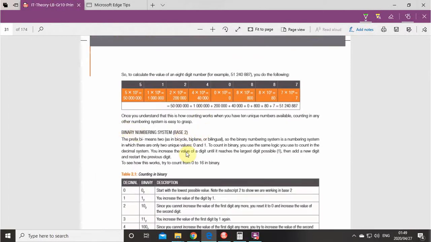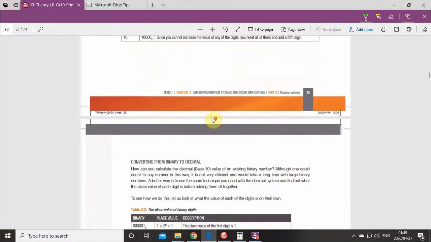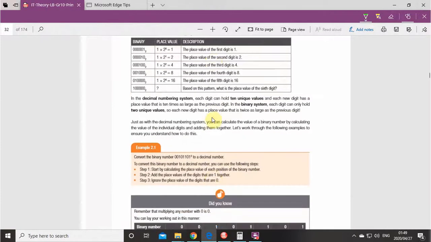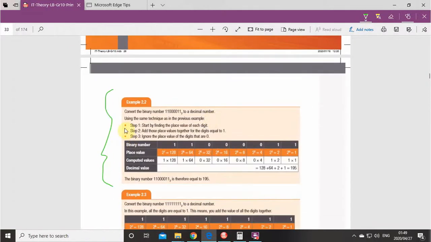The binary system has a base of 2, and the prefix bi has the meaning of 2, as in bicycle, biplane, bilingual, etc. The two numbers here are 0 and 1, so not 1 and 2, but 0 and 1. Here's how to count in binary. Now, converting from binary to decimal. There are a few steps, but I'm going to do this example of converting the binary 11000011 to a decimal number.